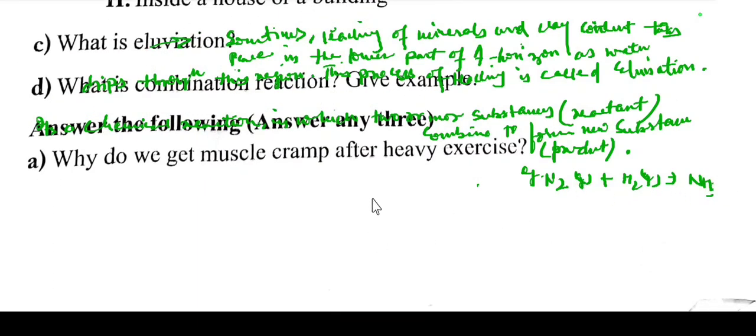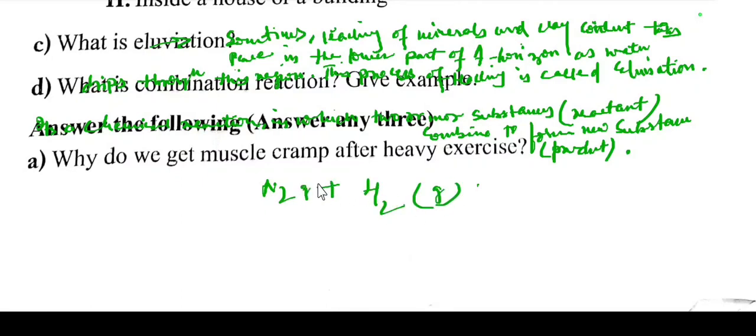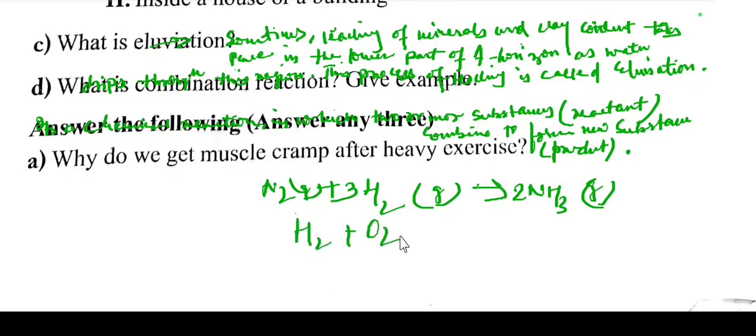Let me rewrite. I'm writing the equation here. N2 plus H2, both in gaseous form, will make ammonia gas. Since we have to keep the equation balanced, we write 2 here, and this is 2. One more example can be H2 plus O2, that will make H2O steam. This is water vapor, and again we have to balance the equation. So this is an example of a combination reaction.